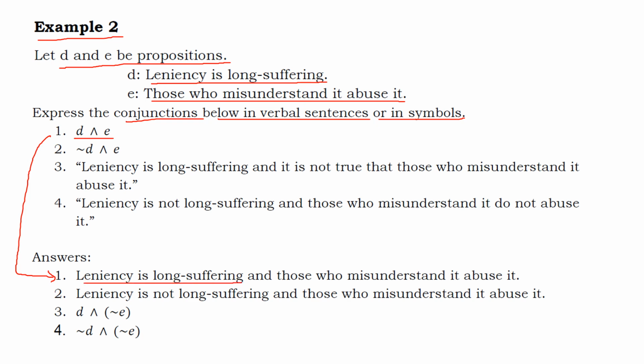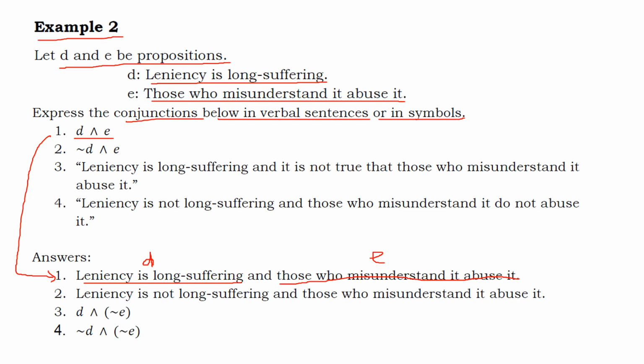So that will be your proposition D here. And what will be your proposition E? Your proposition E here: those who understand it abuse it. So this will be your E proposition. So what will be your conjunction?